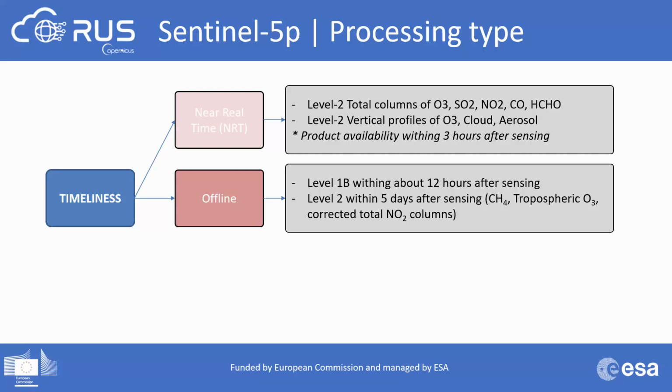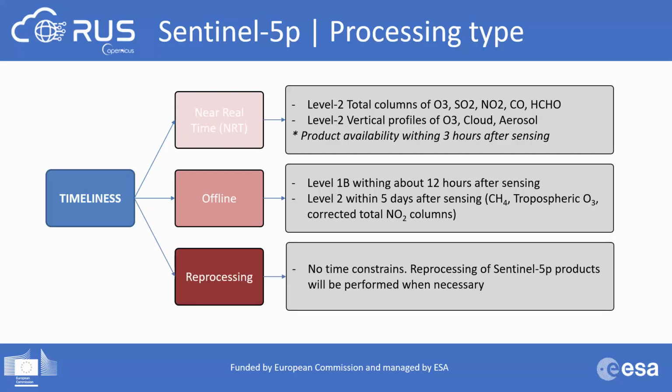Okay, so the third level in terms of timeliness is known as reprocessing. And this is just a level that is used whenever a major update in the processors is made. So whenever ESA decides to upgrade the processing baseline to improve the accuracy of the data, then we might have a reprocessing of the dataset. But this has no time constraint and is only done when required. Okay, so let's move on.